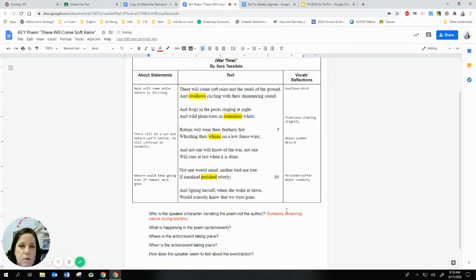So we know it's someone during wartime because of the title, because it mentions war in there, and the fact that mankind is gone. And then obviously they're paying attention to what's going on with nature. So that's where we get the someone observing nature during wartime. Okay, so what is happening in the poem? What's that action or event? And in this, the action essentially is that nature is just being nature, right? It's continuing on even during a war.